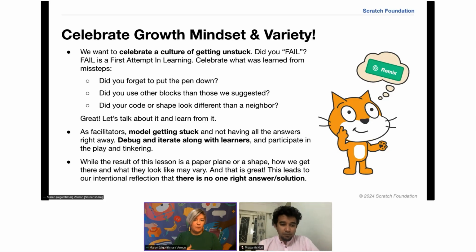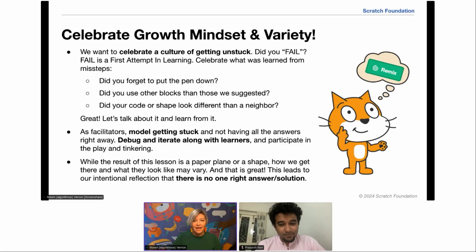And I think one of the most powerful things I've learned over time is that as a facilitator, modeling that getting stuck and maybe not having all the answers right away is really powerful, because you can debug and iterate along with your learners and participate in that play and tinkering. And you're really modeling not having that expectation of being perfect straight out the gate, right? That it can take time sometimes and a couple of different iterations to get to your final product.